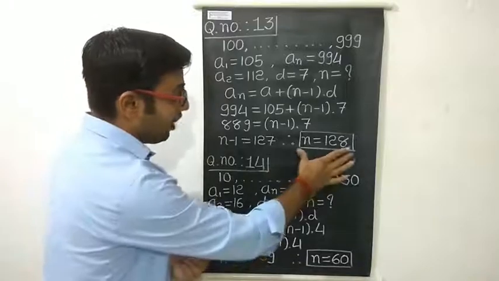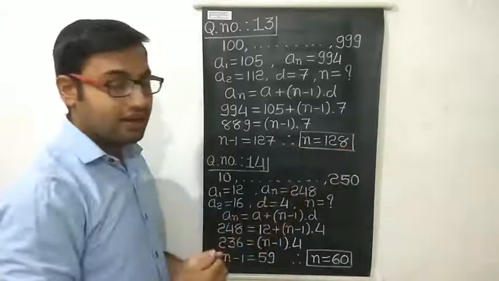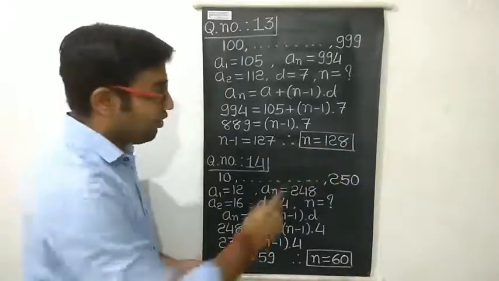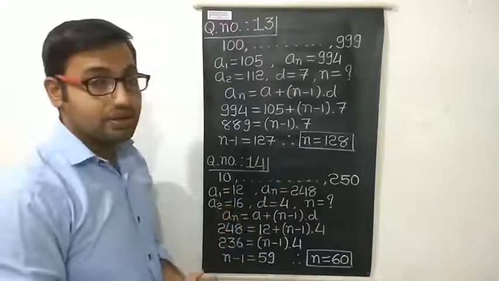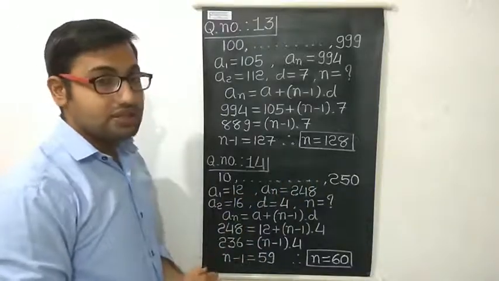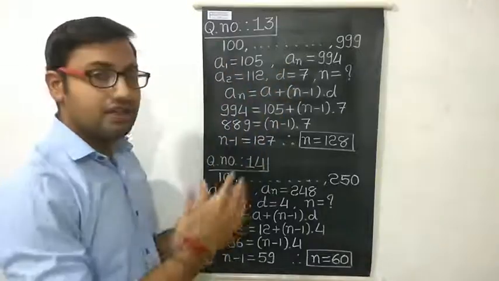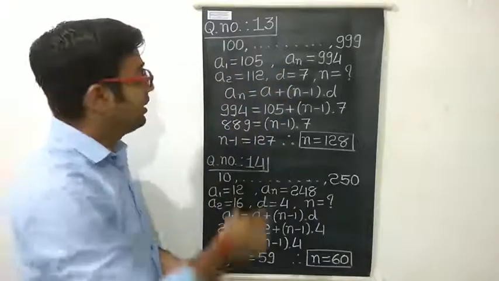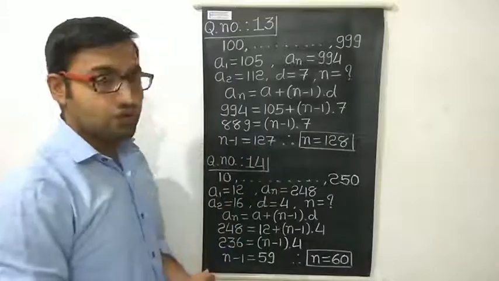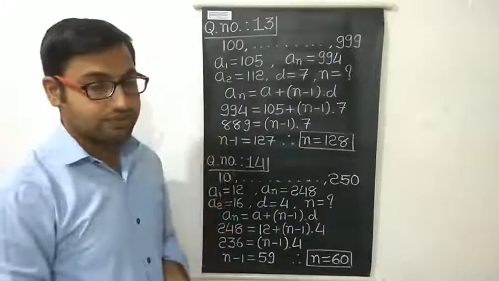Okay, so how many numbers are there which are divisible by 7? 128 numbers are there which are divisible by 7. And which kind of numbers are there? 3-digit numbers. Okay, so in this way we can solve this type of question.